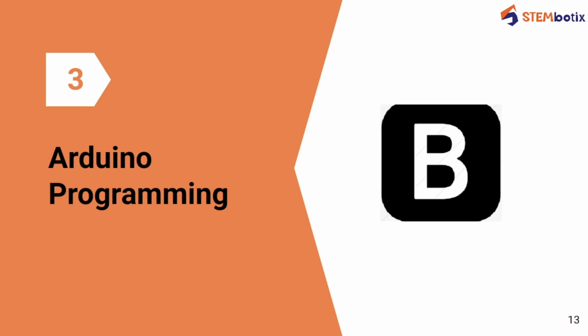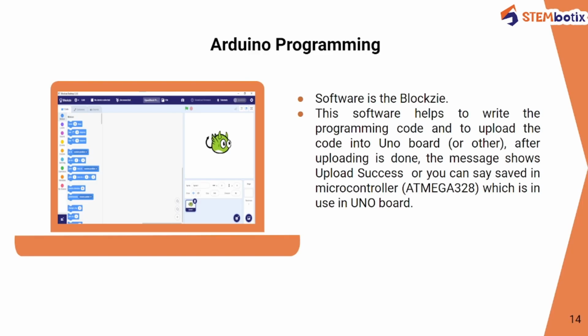So after seeing the basics of Arduino Uno board, its onboard components and the different pins of this Arduino Uno board, we are going to see its programming part. And for that programming part, we are going to use a software, Blockzie. So in Blockzie, you can add this Arduino Uno board and start programming. This software helps to write the programming code and to upload the code onto the Arduino Uno board or any other board for that matter. After uploading is done, the message shows upload success. So as soon as you complete your programming part and upload it to the Arduino Uno board, you will have a message something like upload successfully.